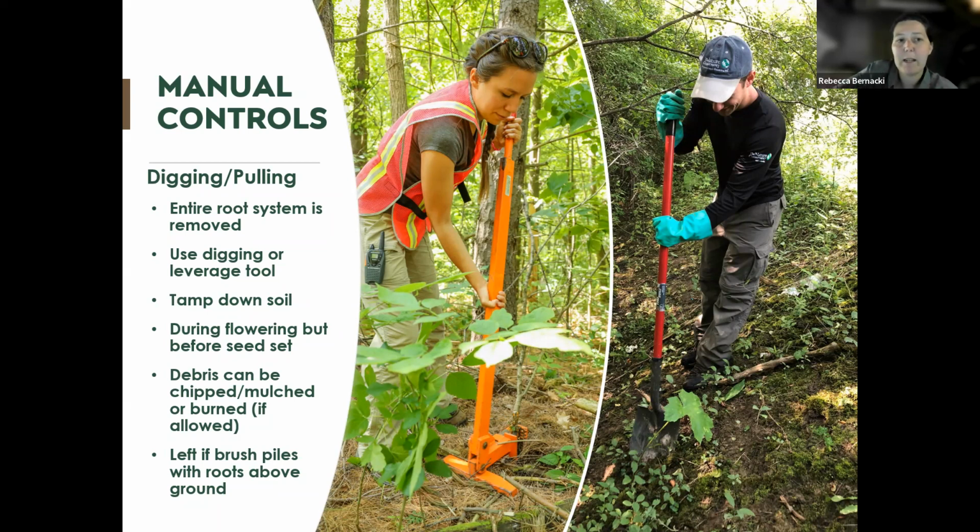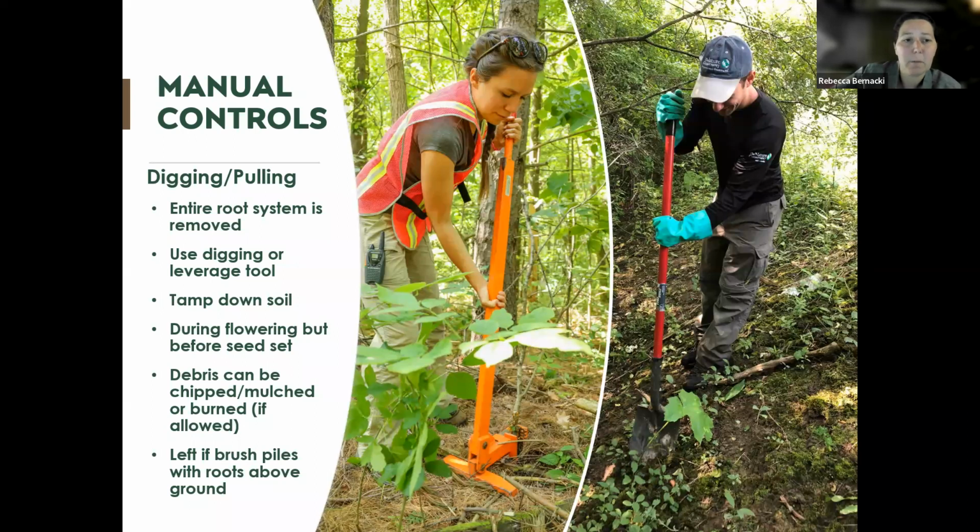After we remove the plant and the entire root system, we'll want to be sure to tamp down the soil. We like to say that disturbance opens the window for invasion. So by tamping down that soil, we're kind of limiting the amount of disturbance to the area. We often want to perform mechanical management during flower but before seed set. That's when the plant's most vulnerable. And if we manage things during seed set, we risk spreading those seeds around. So we always want to time our management to before seed set.